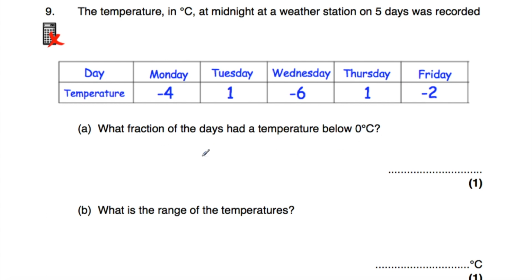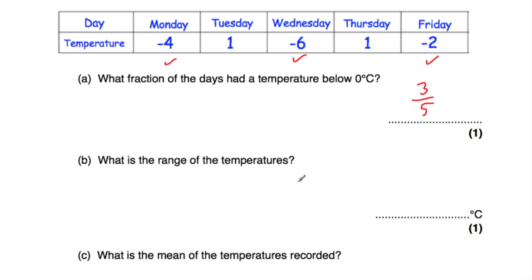In other words, whenever it's negative. So that's below 0 degrees Celsius. 1 degree isn't, -6 is below 0, and -2 is below 0. So 3 of the 5 days have got a negative temperature. So that means that 3/5 of the days have a temperature that's below 0 degrees Celsius. And that's it.